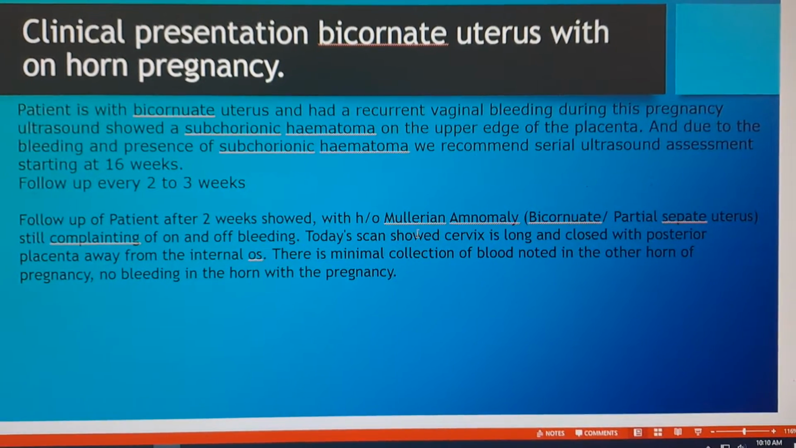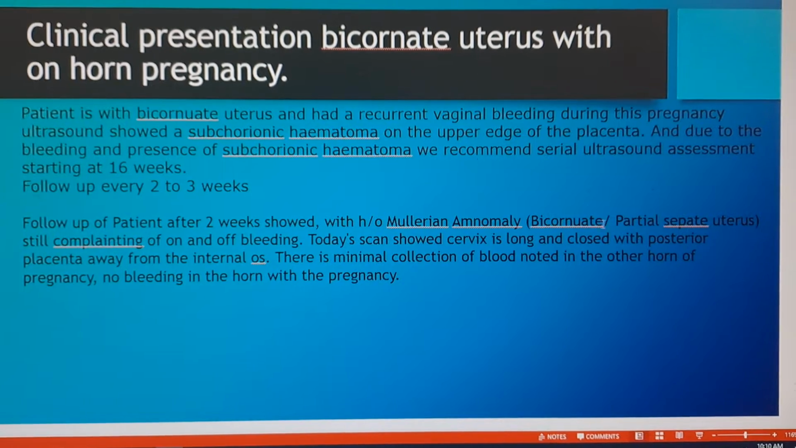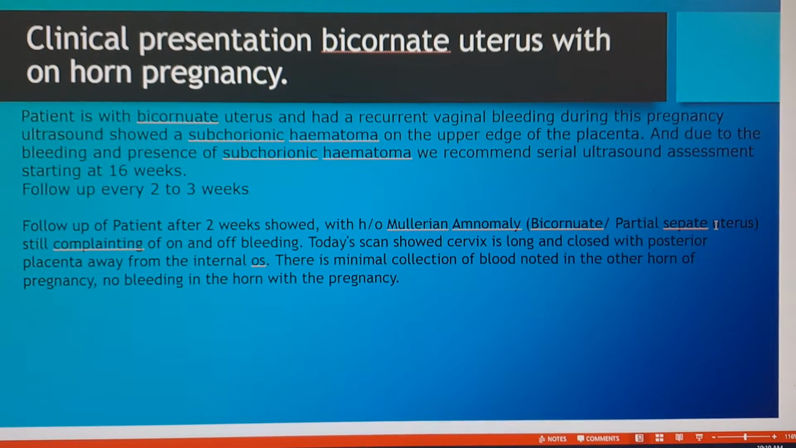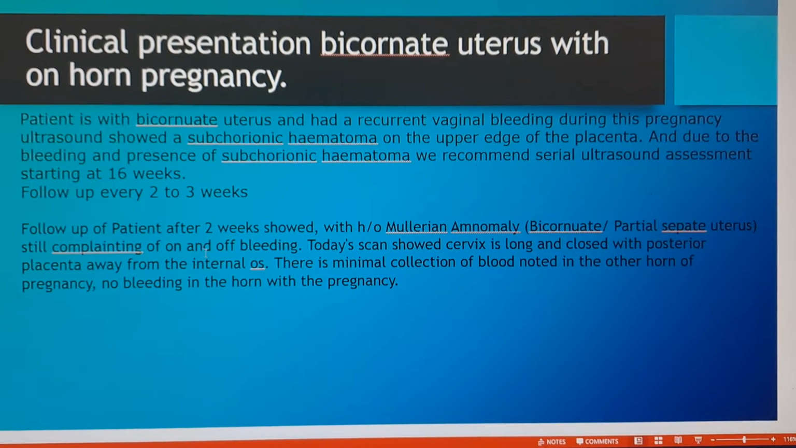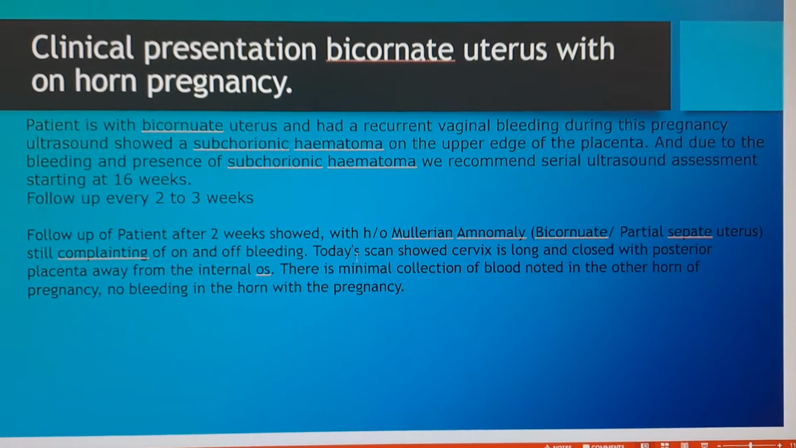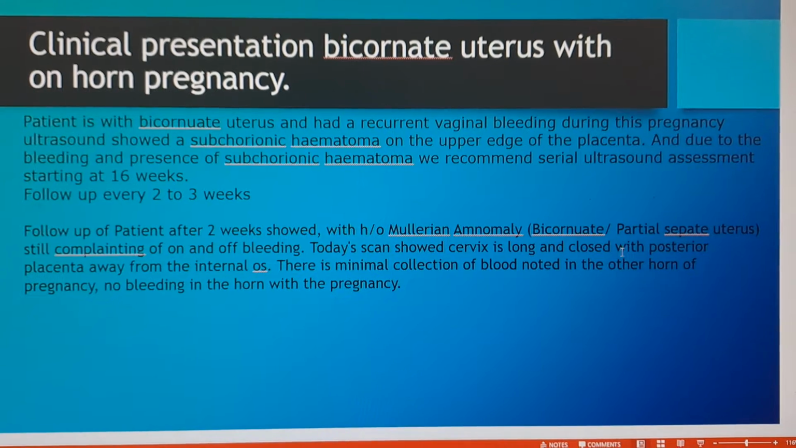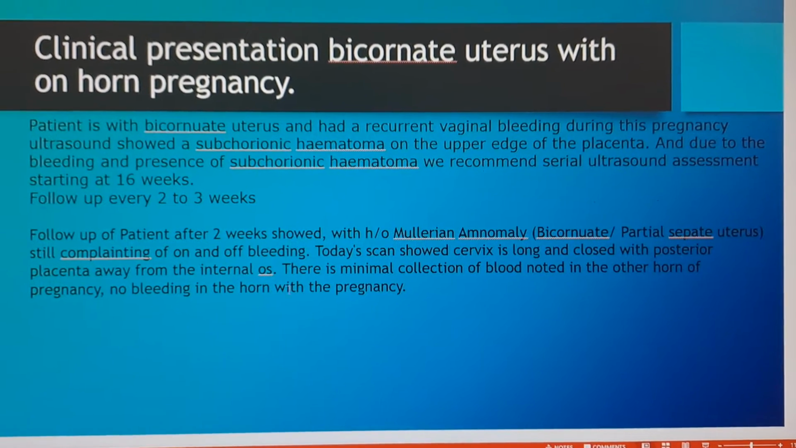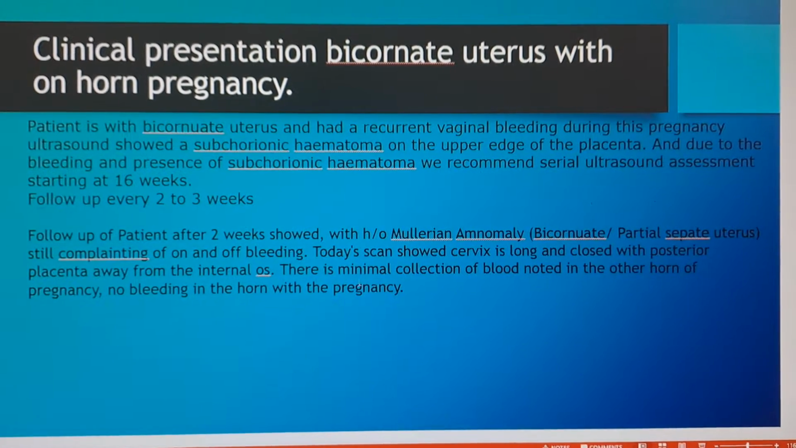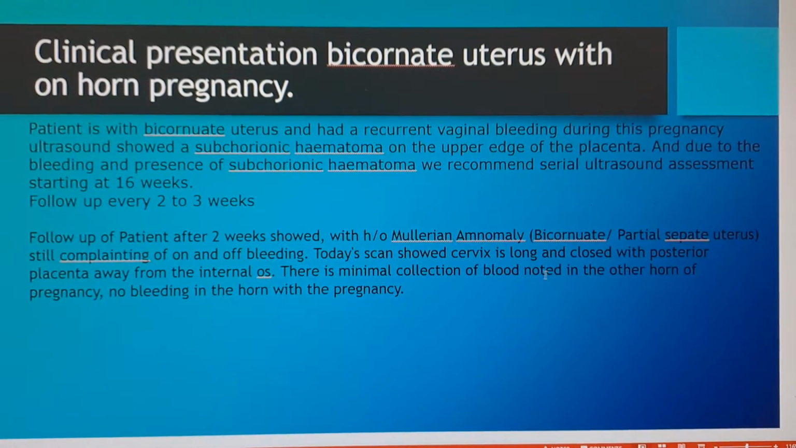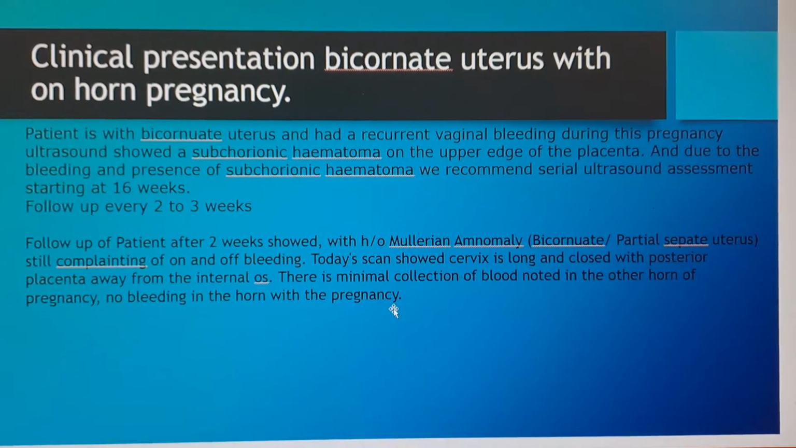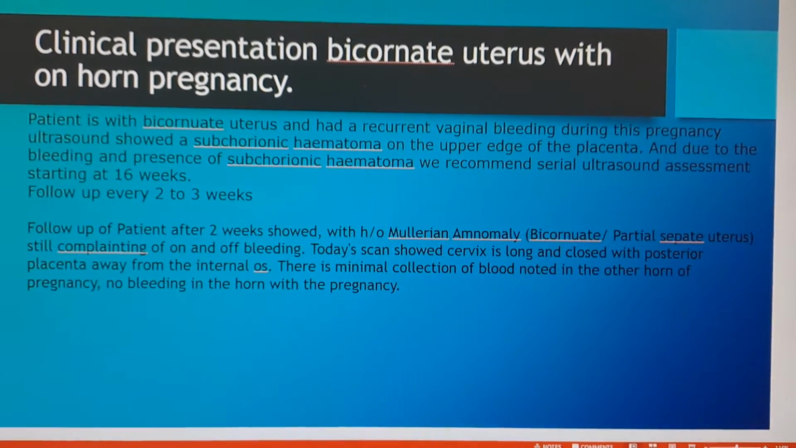This Müllerian malformation is also called a septate uterus. She still sometimes complains of off-and-on bleeding. So we have to check that the cervix is long and closed, and whether the placenta is posterior or anterior. This is the main important thing, and whether there is a minimal collection from the placental side or not. Sometimes this happens with a bicornuate uterus.